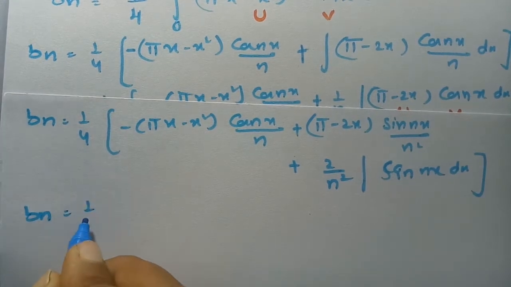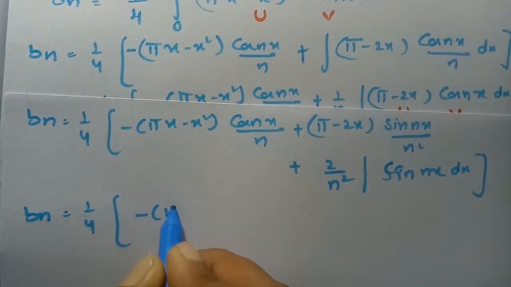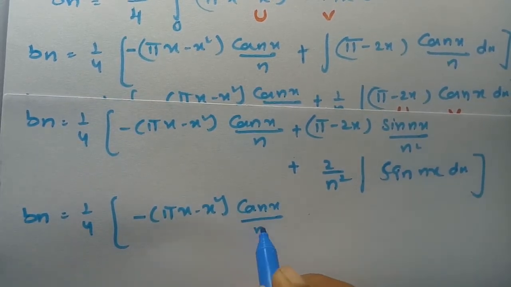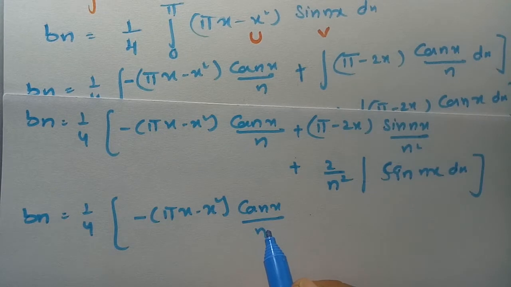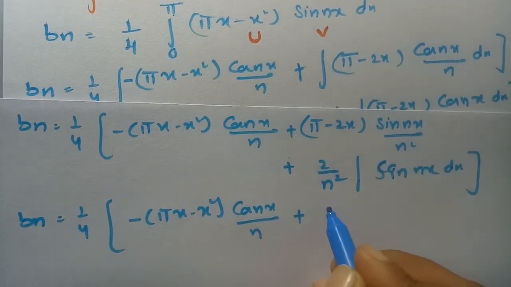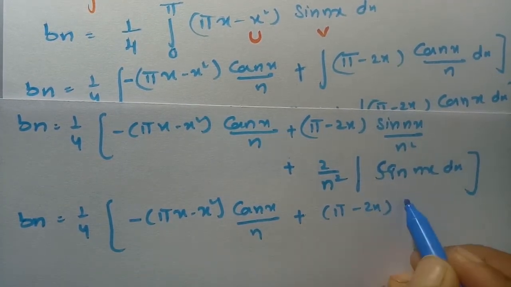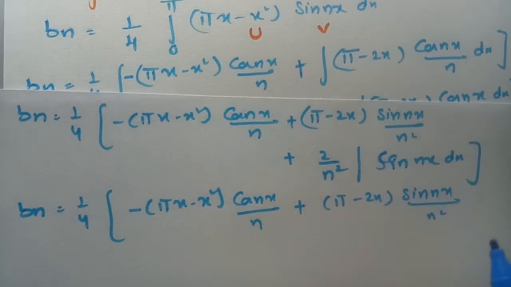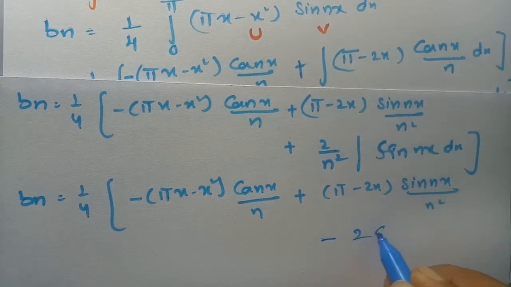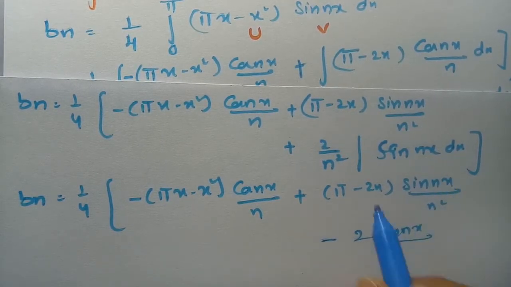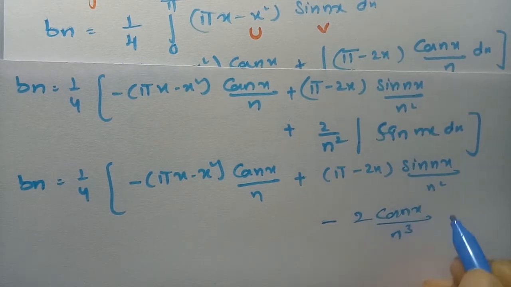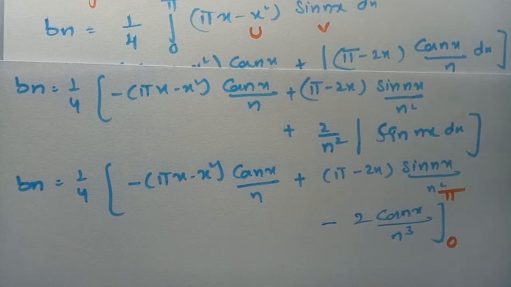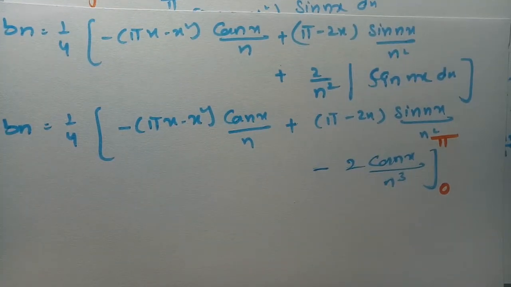Then bn value will be 1 by 4 times of minus of pi x minus x square, this is cos nx by n, plus this is pi minus 2x sine nx by n square, and integral sine nx is nothing but minus cos nx, so minus 2 cos nx by n. So already there are two n's and it will be n cube between the limits 0 to pi. Now I have to substitute upper limit minus lower limit.